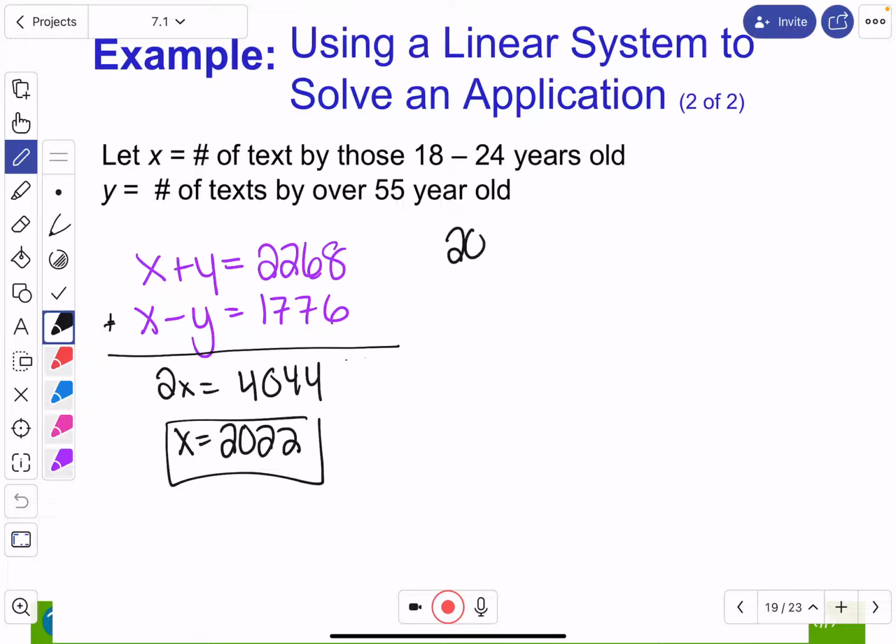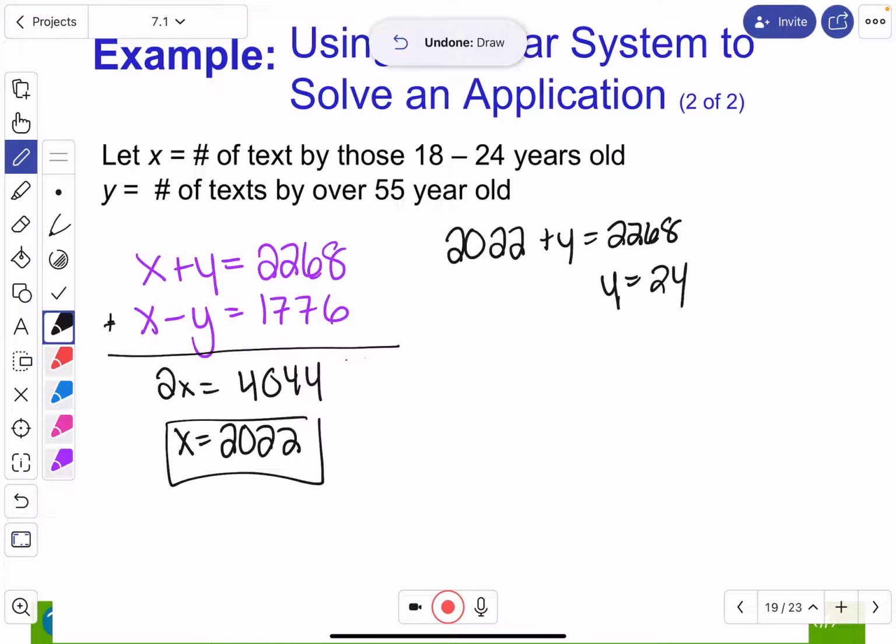If we plug that in, 2,022 plus y equals 2,268. We end up with y equals 246. So that gives us 18-year-olds were 2,022, and 55 plus was 246.